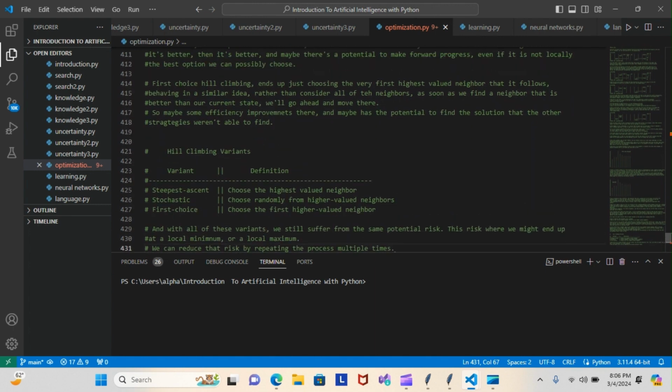Then we did do a new graph here for hill climbing variants. These are our variants: steepest ascent, we choose the highest valued neighbor. Stochastic, we choose randomly from higher valued neighbors. And first choice, we choose the first higher valued neighbor. And again, that's just a few of the concepts we went over tonight.